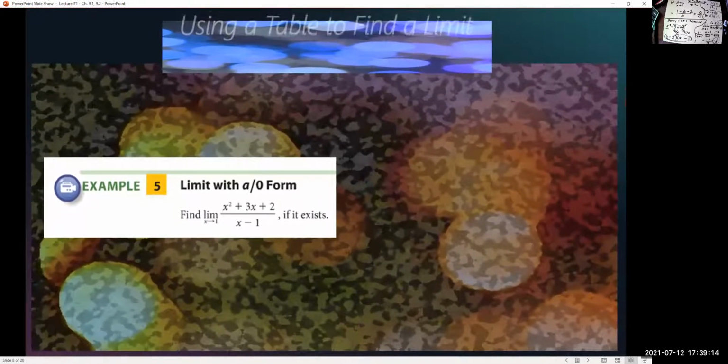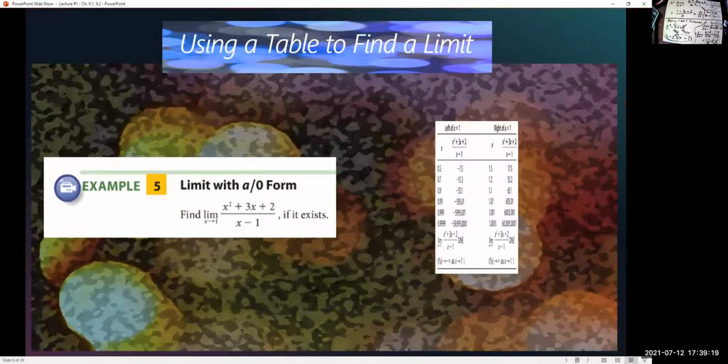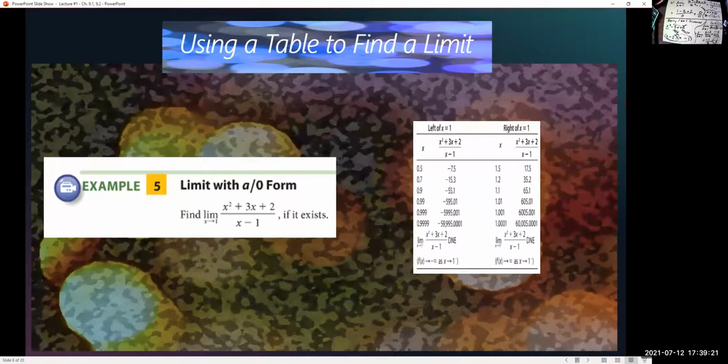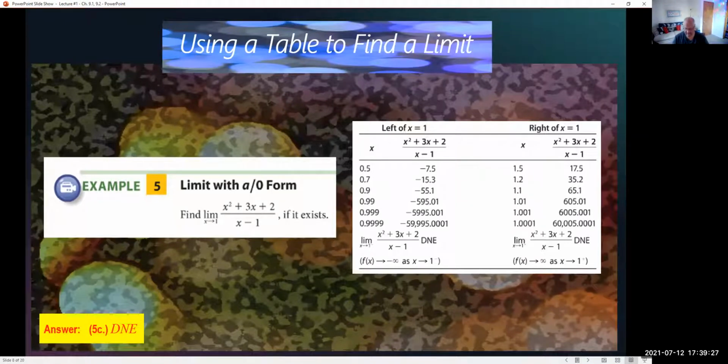And now let's talk about this last form, a/0, where we're going to use a table to find our limit. Now, try to remember what we talked about when we approach 0, when we approach the value from the left versus as approaching it from the right. Think about the number 1 for a minute. Let's approach 1 from the left, and let's approach 1 from the right.